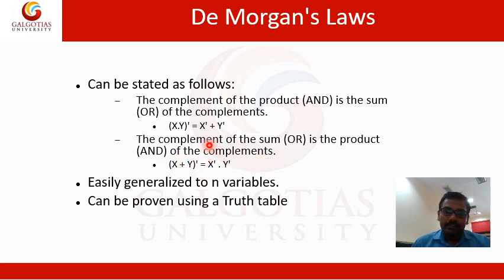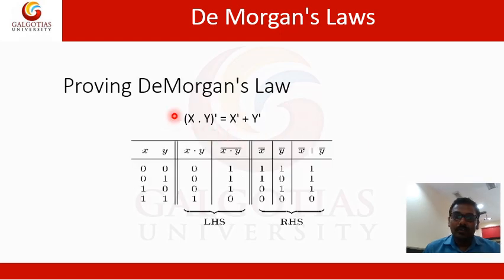We can generalize this law for n number of variables, and it can be proved by using truth tables. So we will prove these two laws by using the truth table. In the first case, (x dot y)' is equal to x' plus y'. Let's say we have two variables x and y. In the first combination of the inputs, x is 0 and y is 0, x dot y will be 0, and its complement will be 1.